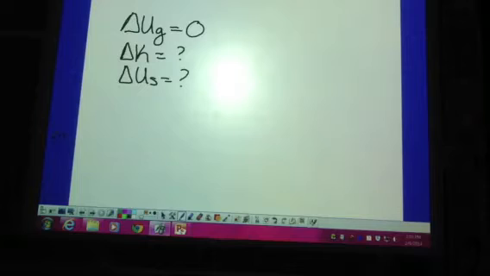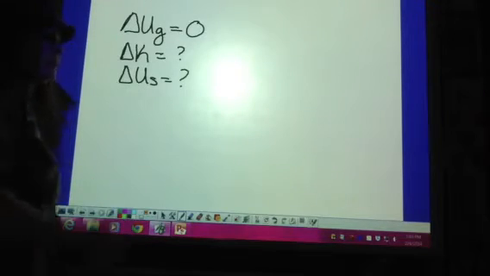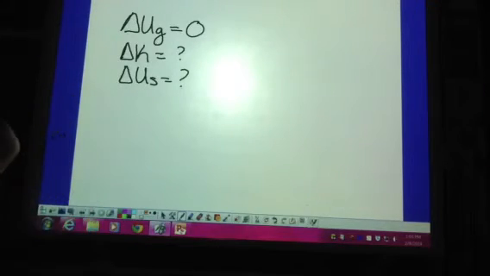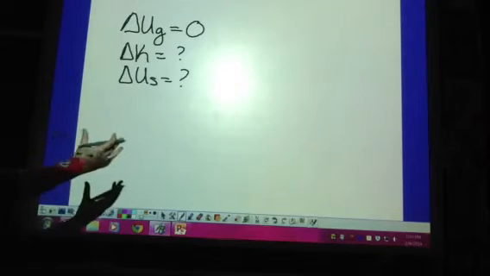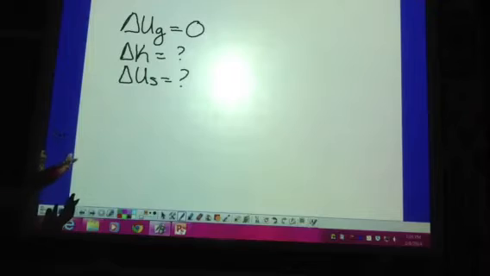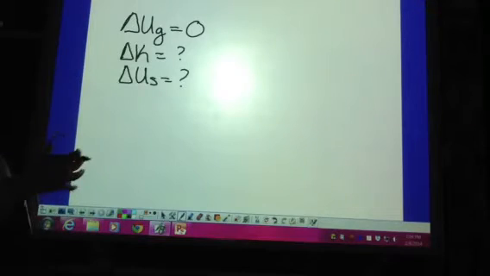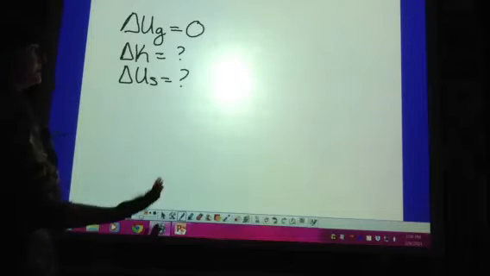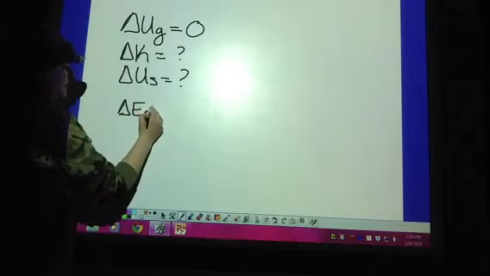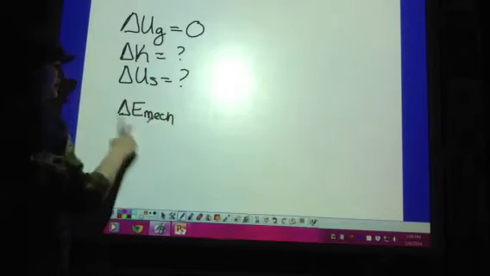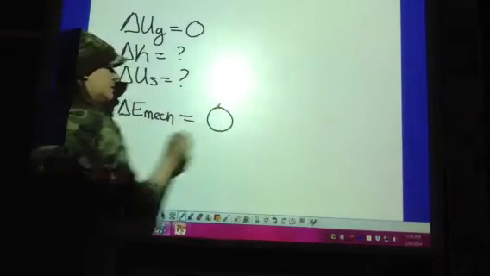Since this is frictionless, I can set my system to be the spring and the block. If I think about my system as that, there's nothing else acting on those things. So then we can say this is an isolated system. So then, like we've said, for an isolated system, my change in mechanical energy equals 0.